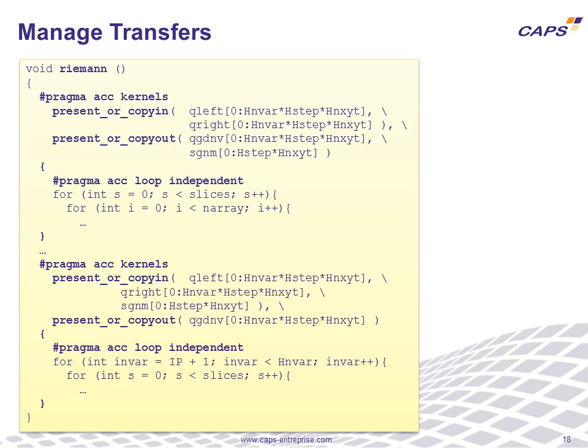In the Riemann function, useless transfers can be avoided by specifying the kind of transfer to perform thanks to the copy, copyin, and copyout clauses. With the idea of an upper-level function that can manage the data, present clauses are inserted in order to get the value already present on the device if possible.